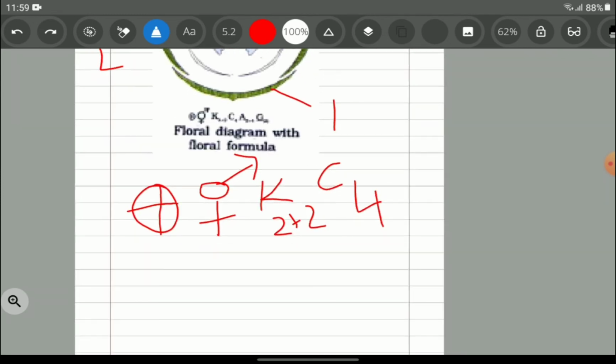Then comes the androecium. Androecium is written as A and then it is 2 plus 4. Here I had said 2 plus 2, where 2 were in one circle and the other 2 in the other circle. So over here the same thing applies. One more thing to be noted is that there are no brackets over here. That means they are not united. Only if they have brackets are they united. If they don't have brackets, they are not united. So it is 2 plus 4.